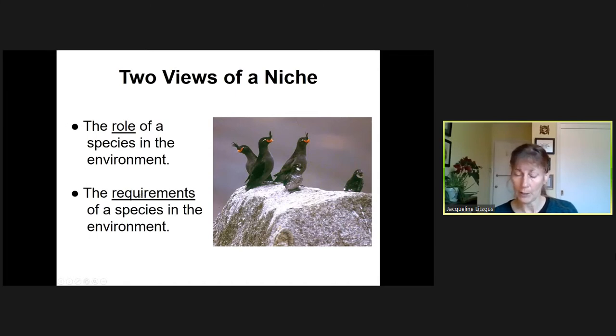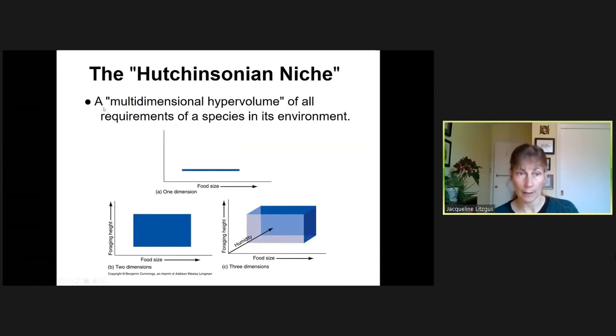And this view of a niche was formalized by G.E. Hutchinson. He's the ecologist that formalized this idea, and so we now call this the Hutchinsonian niche. It's also been called a multidimensional hypervolume of all the requirements of a species in its environment. Of course, I just said we can't figure out absolutely everything about all the requirements of a species, but we can take some pieces and try to figure out what matters to the species.